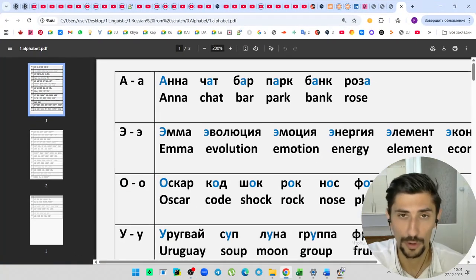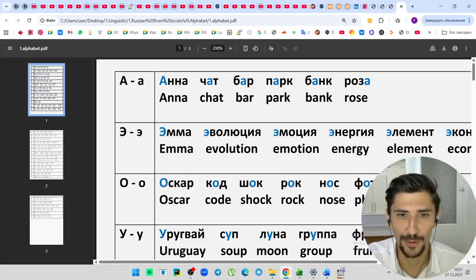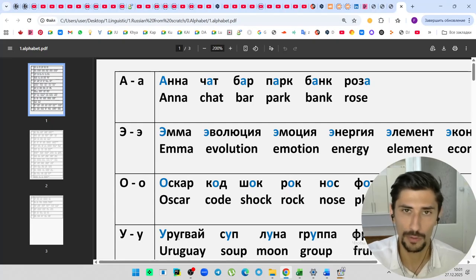Hi, today we're going to learn the Russian alphabet. Let's get started. I prepared a file with words that exist in English and Russian too.